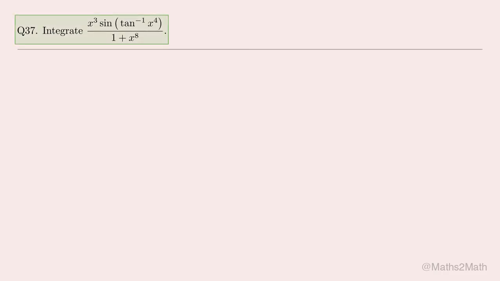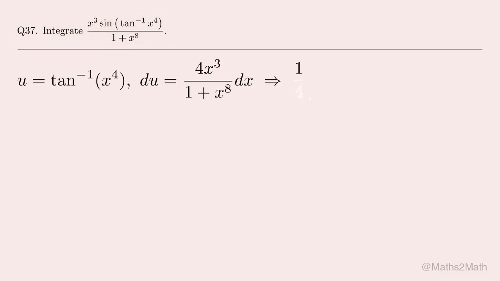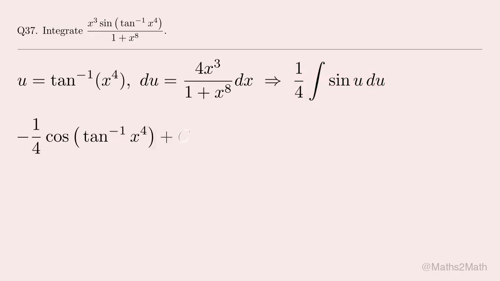Question 37, the last integration. A tower, sine of inverse tangent of x to the fourth. The x cubed over 1 plus x to the eighth is exactly a quarter of the tower's derivative. U equals inverse tangent of x to the fourth. Du is 4x cubed over 1 plus x to the eighth. Minus a quarter cosine.